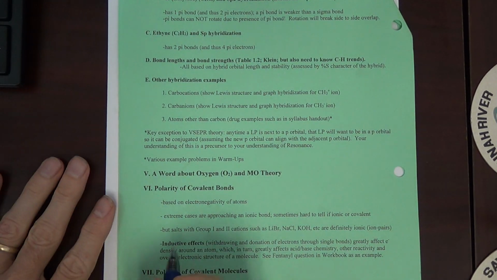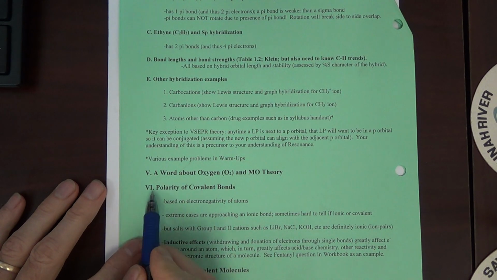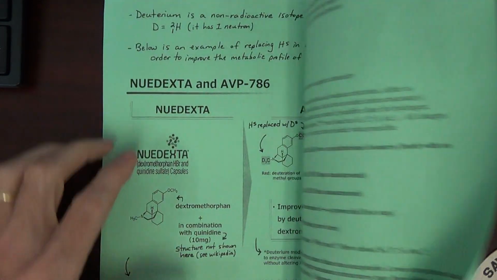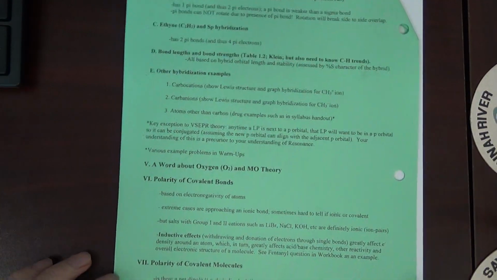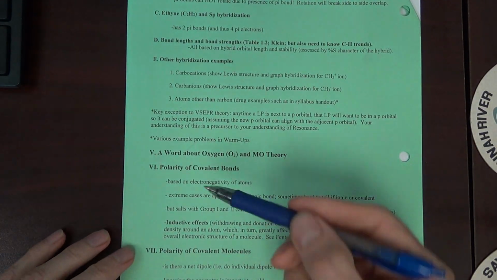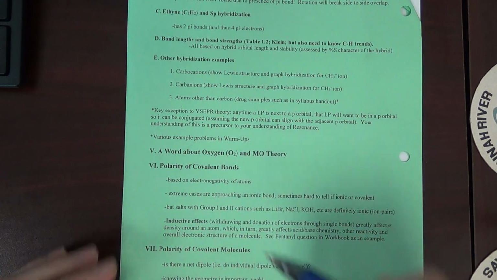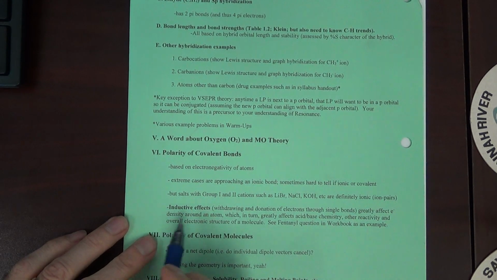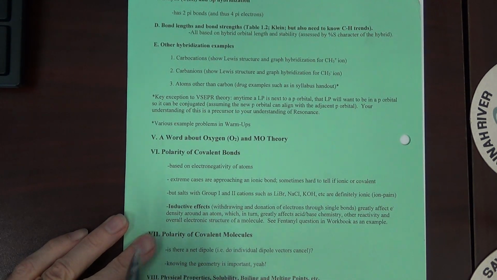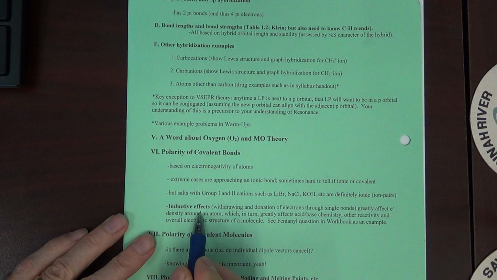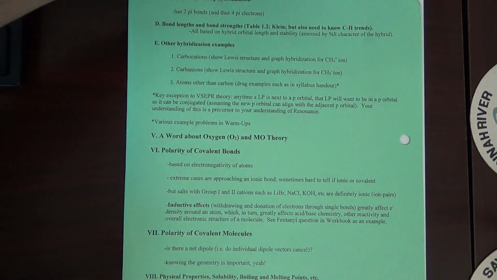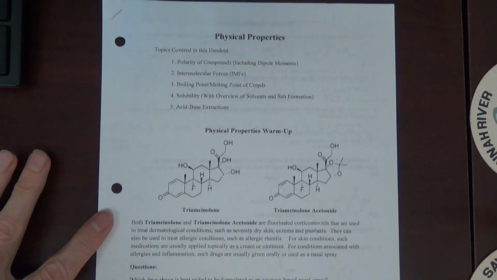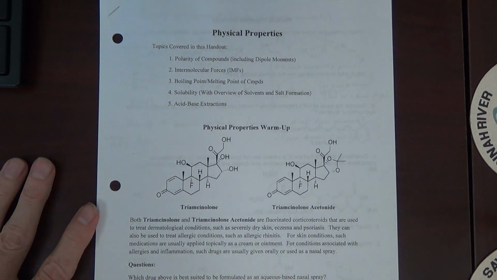Hi guys, in this video we will discuss polarity of covalent bonds. Now the original structure bonding outline does provide a brief outline of this discussion. It also introduces a very important topic or term known as inductive effects, which we will refer back to. Very important. But this discussion is largely in the physical properties handout.